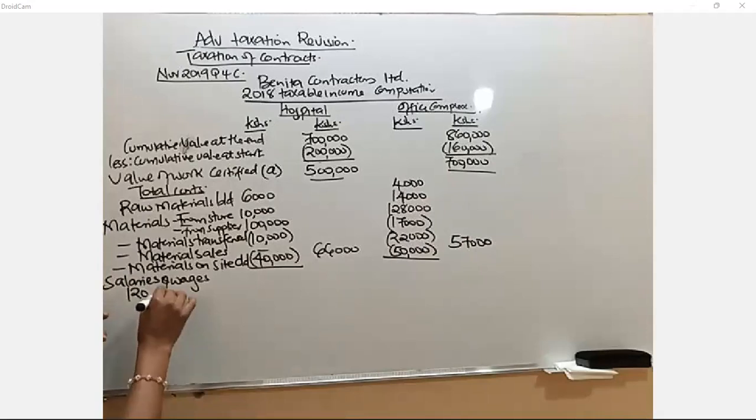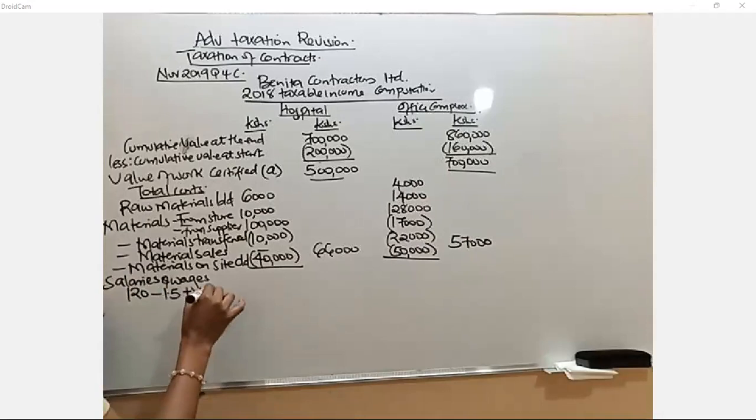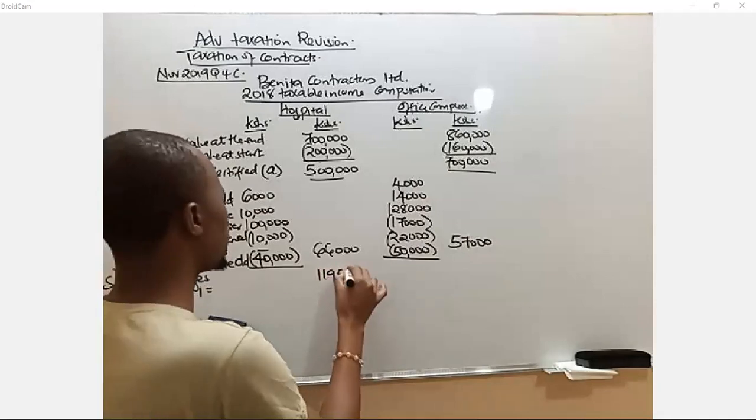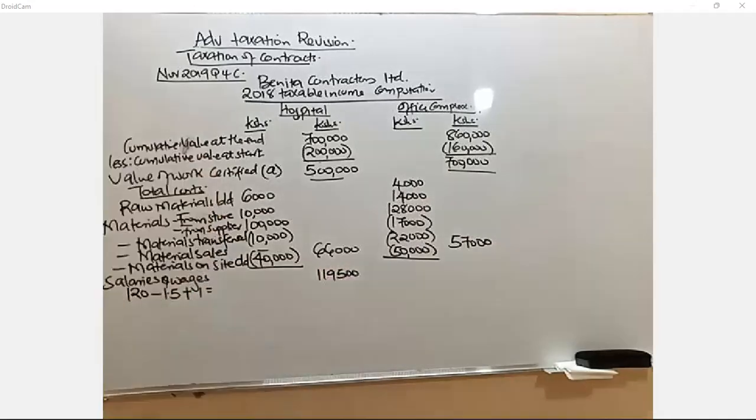1,500 is how much now? 1.5, correct? Minus 1.5 plus the balances at the end. How much was the wages? When you look down there, we have the accrued wages at the end of the year, plus 1. So 120 minus 1.5 plus 1, we are getting 119,500. Then on the other side, we do the same.